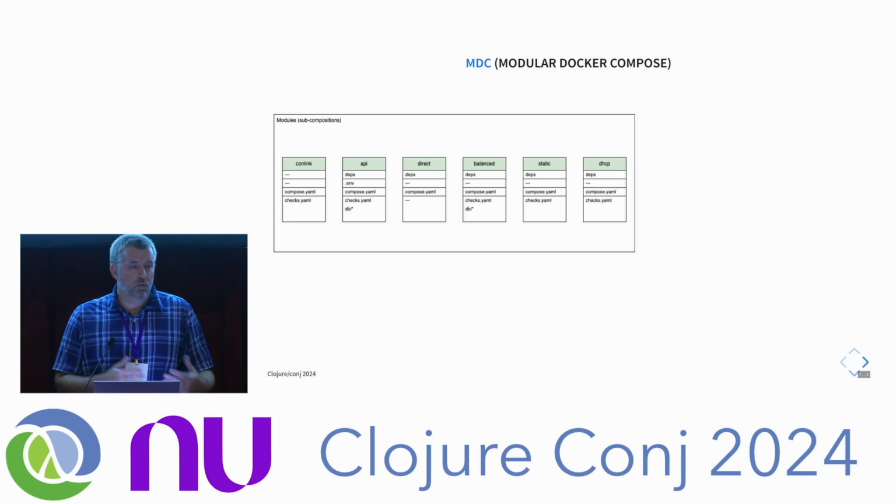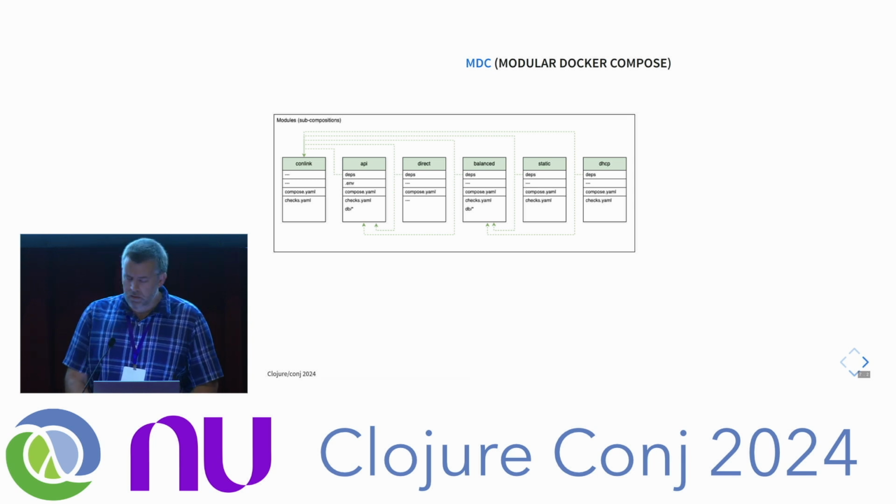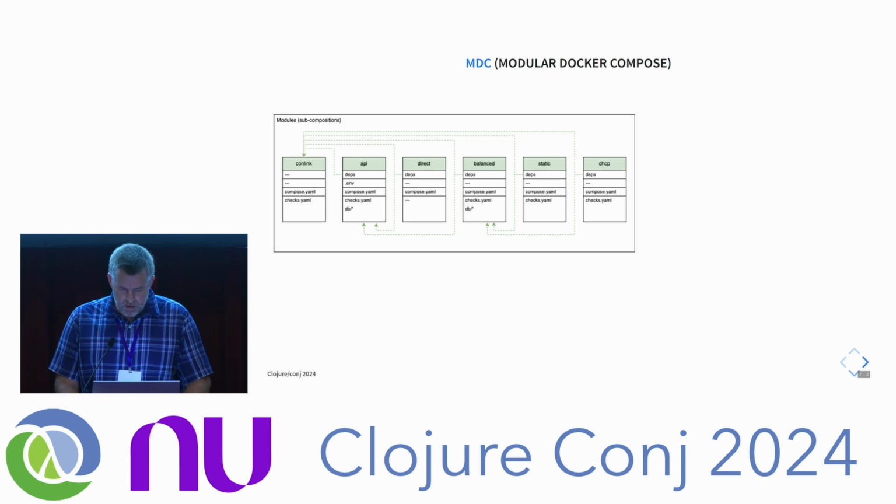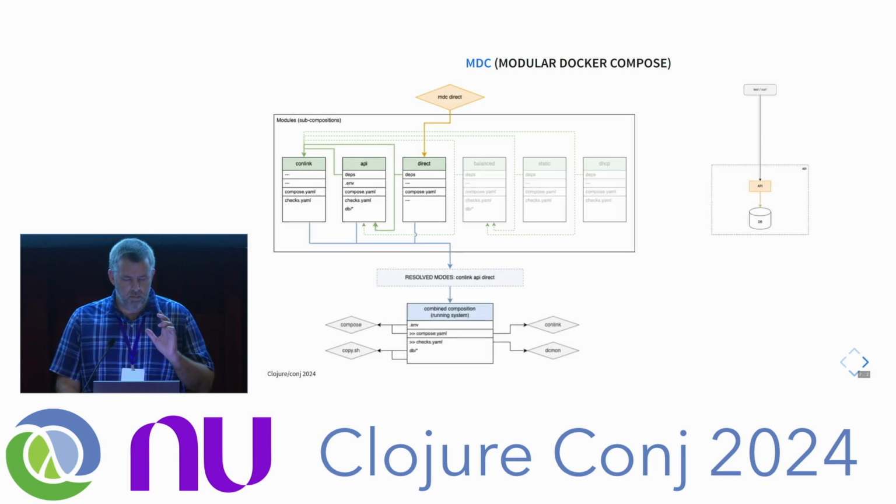Each module is actually a directory, and inside the directory is a compose file, and then other files that are related to the module. And also, critically, there are dependencies defined in each of those modules, the modules that they depend on. You might not be able to see the lines on the screen, but it'll become clearer when I show that. If the user runs MDC and chooses the direct module, it'll pull in the direct module, and then the transitive dependencies, so the API module and the Conlink module also get pulled in. And importantly, they get pulled in resolution order so that the merging happens correctly.